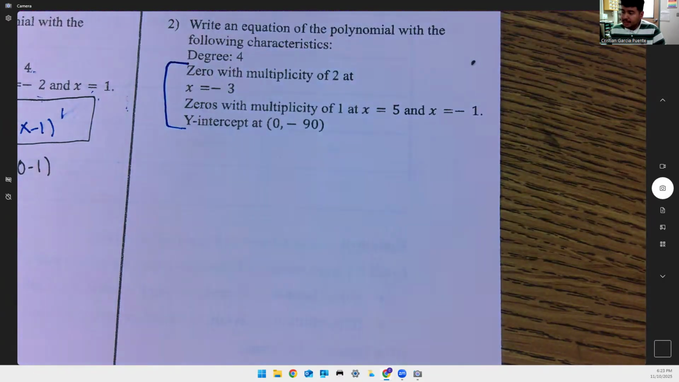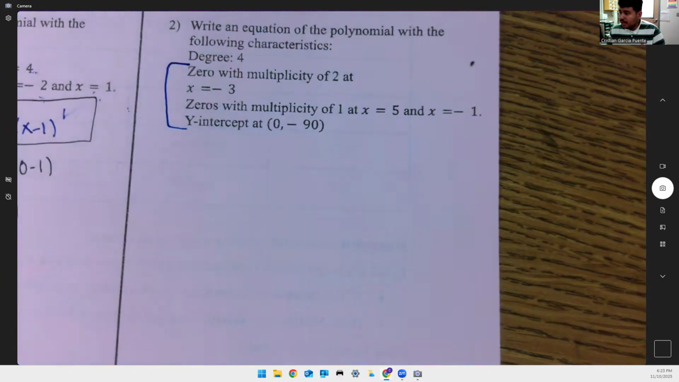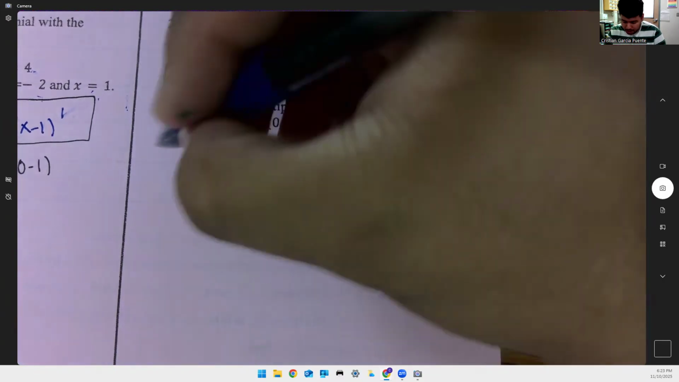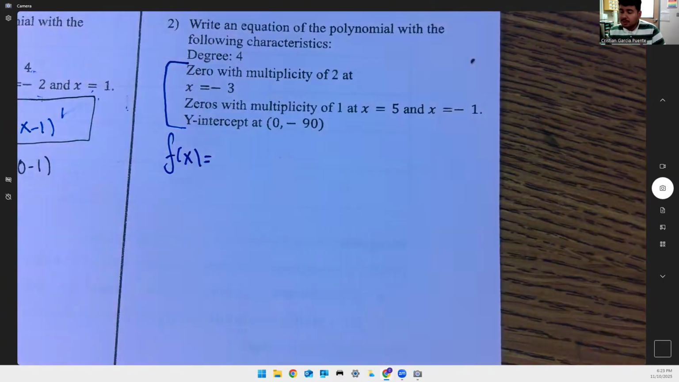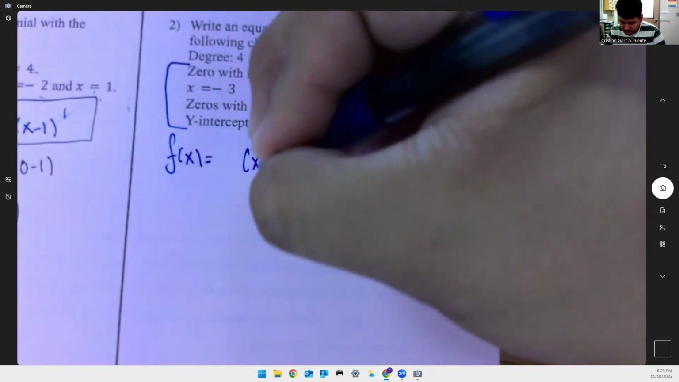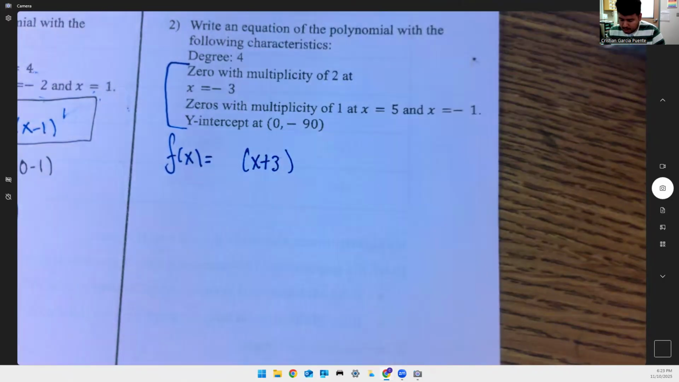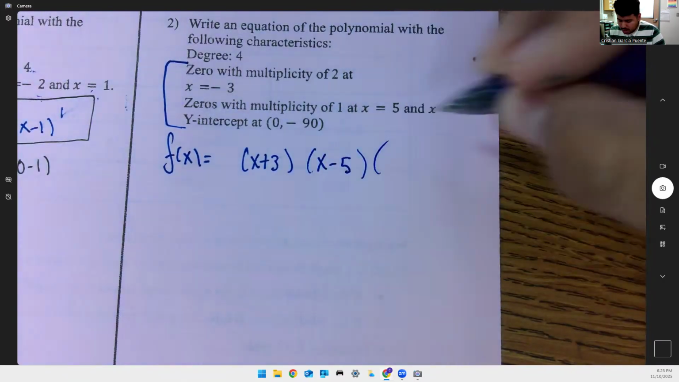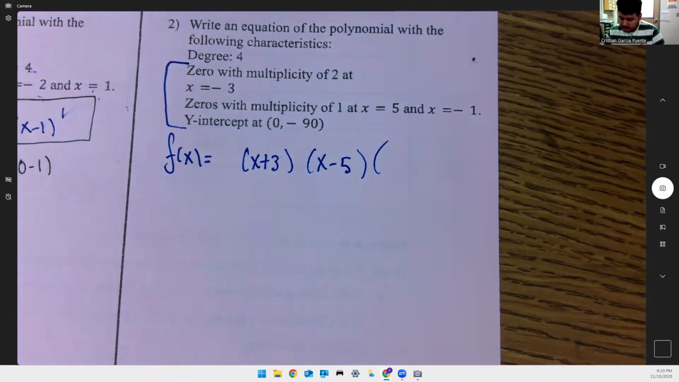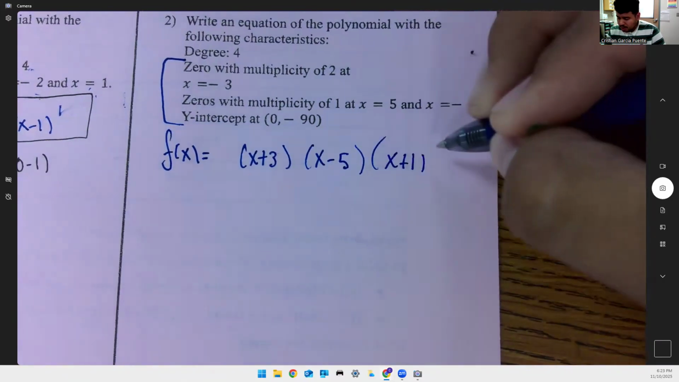So you have zeros of multiplicity of 2 at x equals negative 3. So remember, you go f of x, and then you take the opposite of the number. So what's the opposite of negative 3? Positive 3. So it's x plus 3. And then what's the opposite of positive 5? Negative 5. So you put x minus 5. What's the opposite of negative 1? Positive 1. So you put x plus 1.